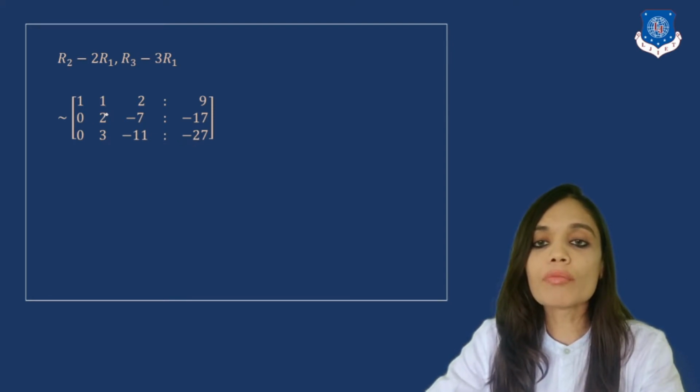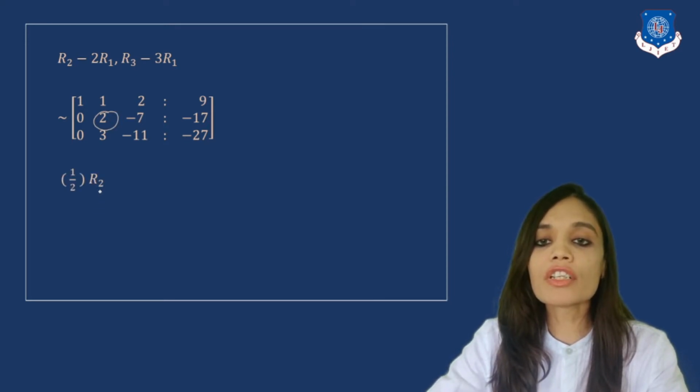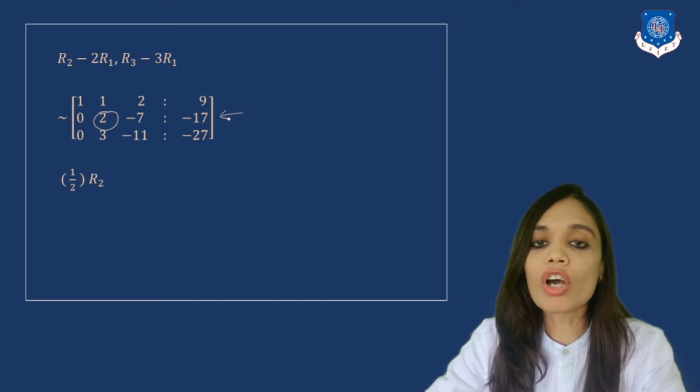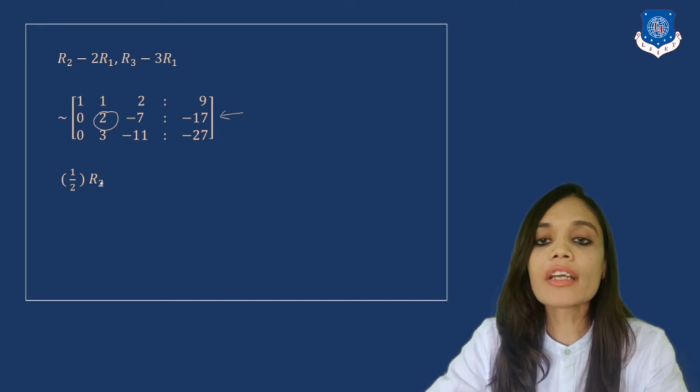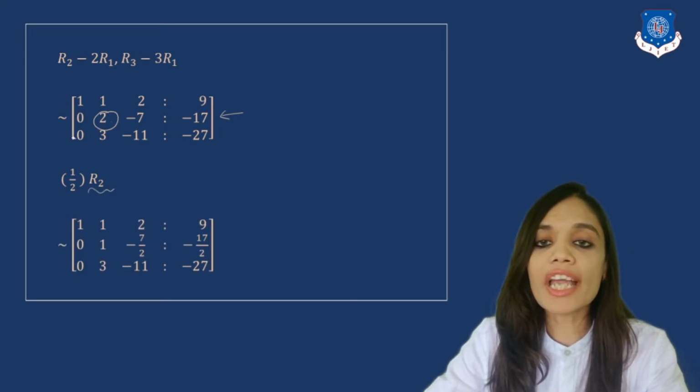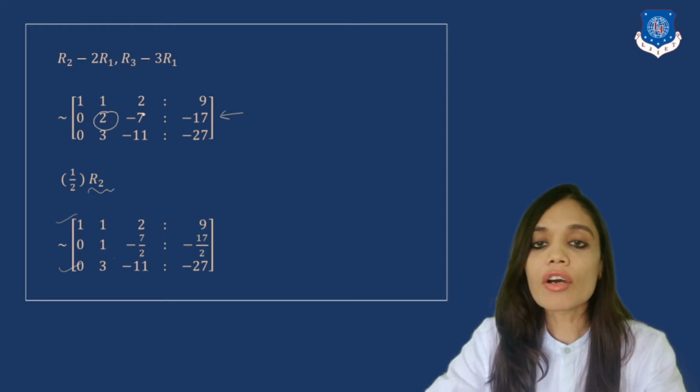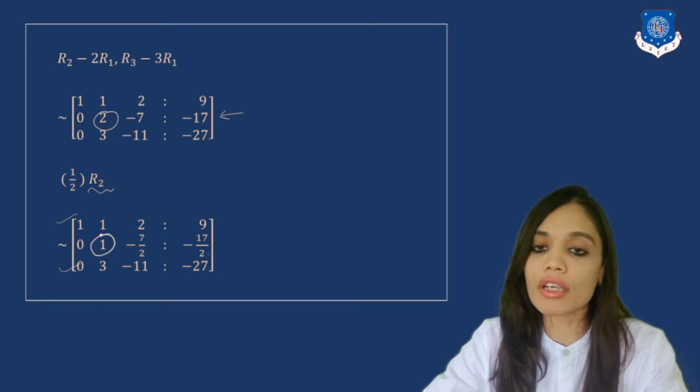Now we have to form the leading one over here, right? So which row operation will we use? We will take out 2 common from R2, or we can say we will divide by 2. Okay, so on dividing you will get first and last row remaining as they are. So the second row will be 0, 1. On dividing you will get minus 7 upon 2 and minus 17 upon 2. Now you have formed leading one over here, right?